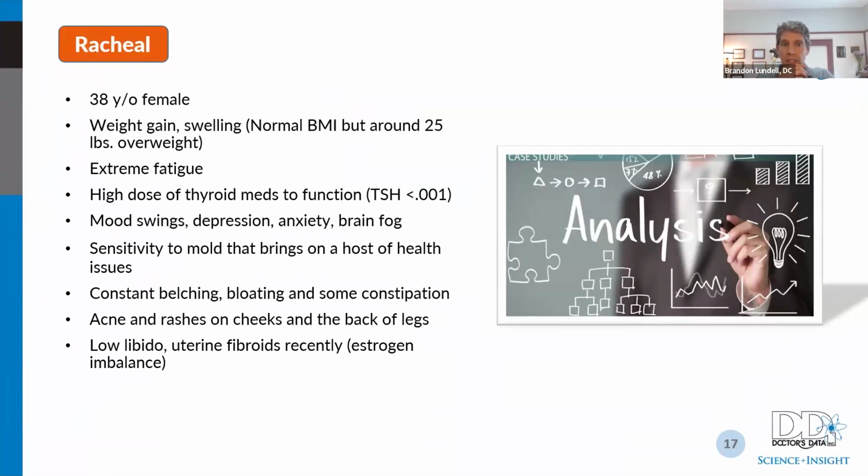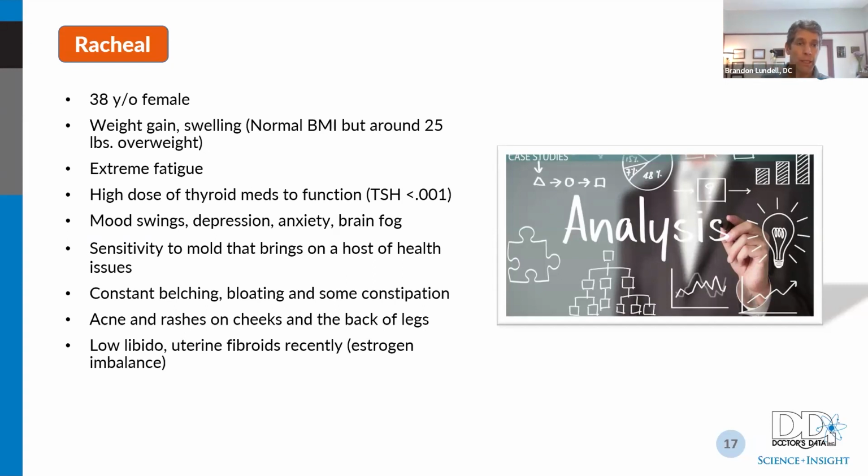Rachel came to my office, a 38-year-old female complaining of weight gain, swelling in the body, not just the gut, but ankles, and her whole body just felt like it was swelling, which is another indicator of systemic inflammation. She had a fairly normal BMI. Of course, we know BMI is not that accurate, but she was still about 25 pounds overweight, which tells you that normal BMI is not a really good, accurate measure.